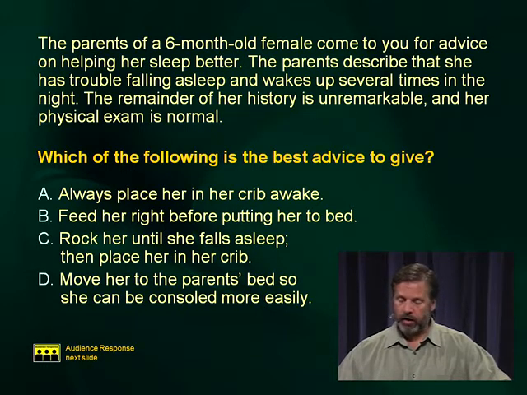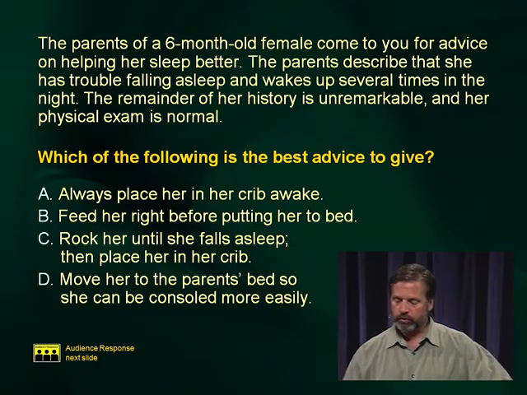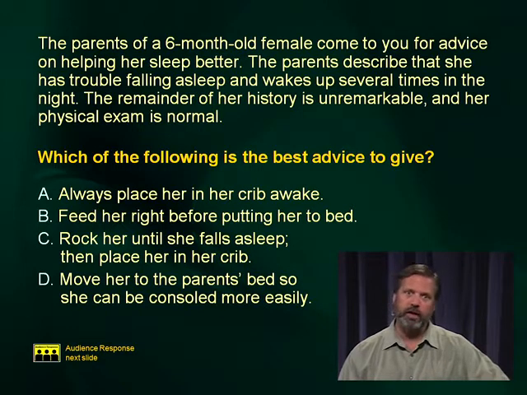A, always place her in her crib awake. B, feed her right before putting her to bed. C, rock her until she falls asleep, then place her in her crib. Or D, move her to the parent's bed so she can be consoled more easily. Don't laugh. That was a good distractor. All right. So I guess it's A, B, or C.